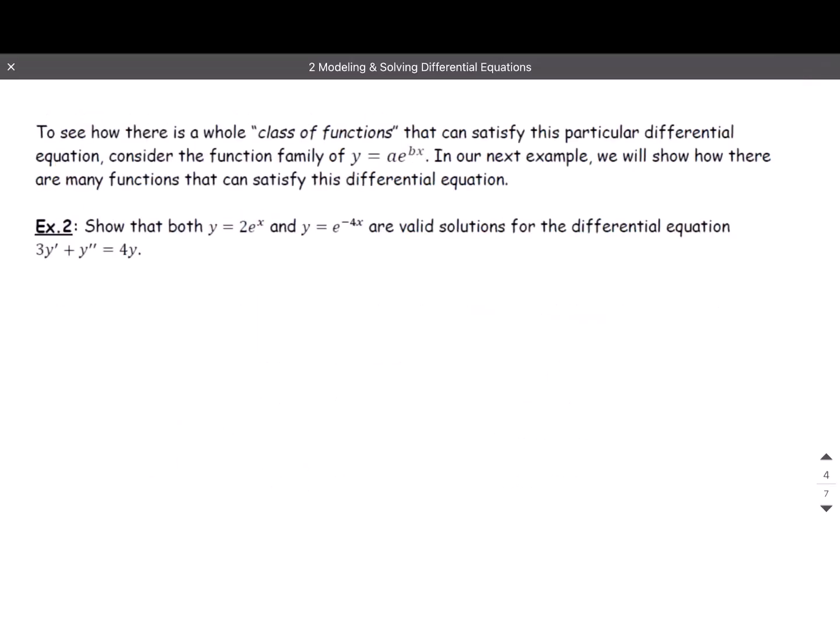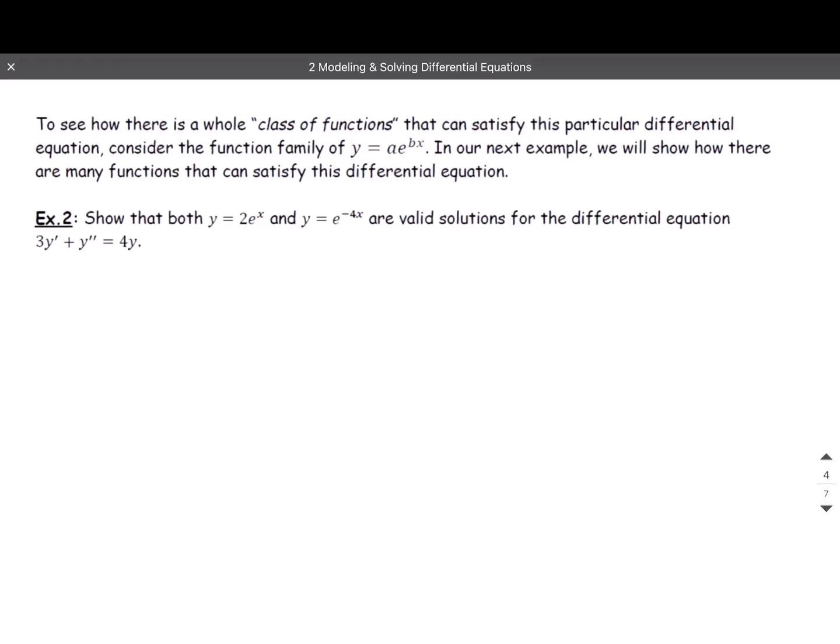Okay, so to see how there's a whole class of functions, or a family of functions, that can satisfy this particular differential equation, let's look at the family of functions y equals a times e to the bx. So in the next example, we're going to show how two of these, they're both in the form y equals a number times e raised to a number times x. In the first one, a is 2, b is 1. In the second one, a is 1, b is negative 4. And this is the differential equation that we had in the chart on the previous page. And we're going to show that both of these y functions work in the differential equation.